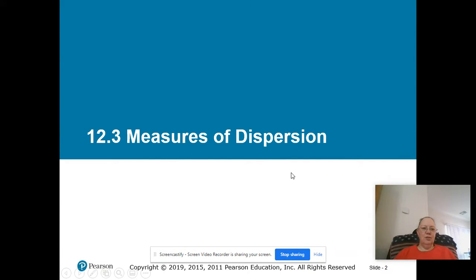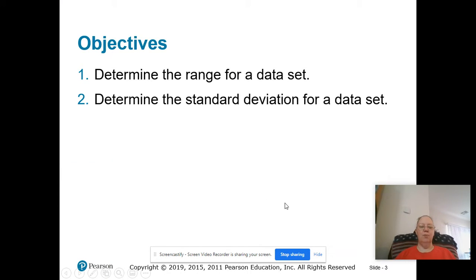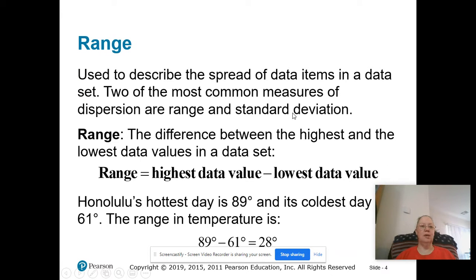All right, section 12.3, measures of dispersion. We're going to talk about the range and standard deviation. Okay, range.